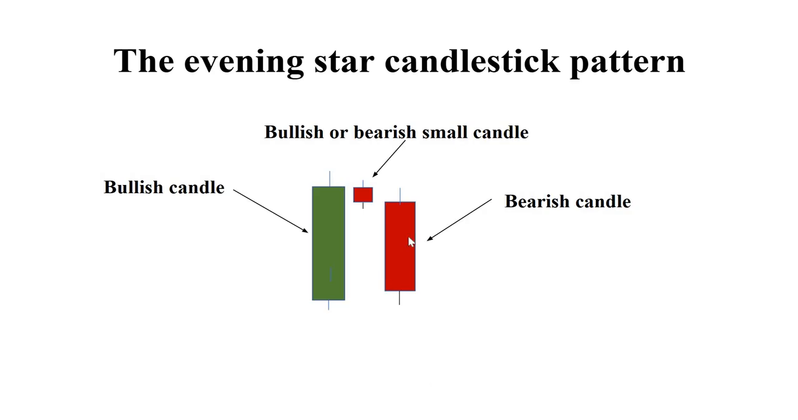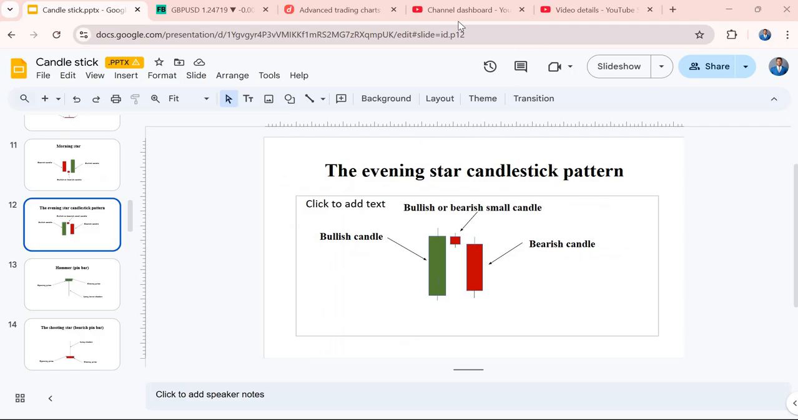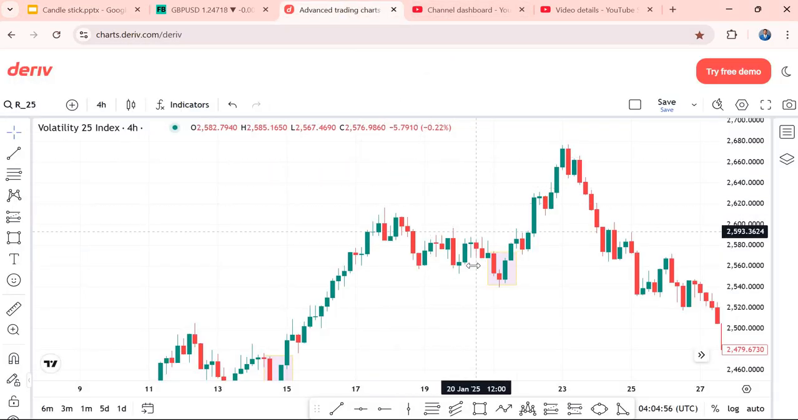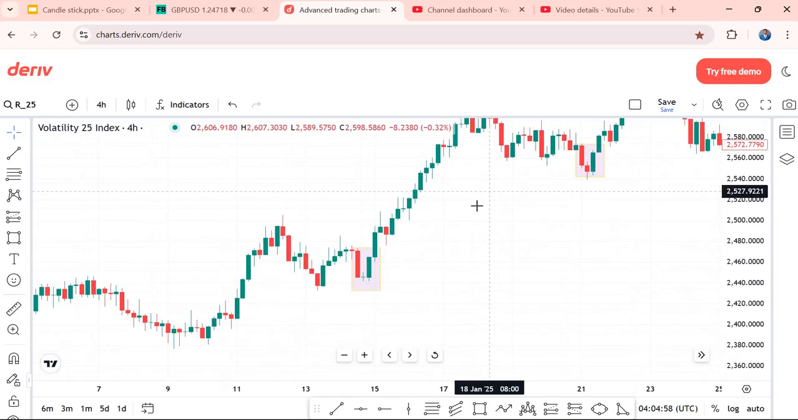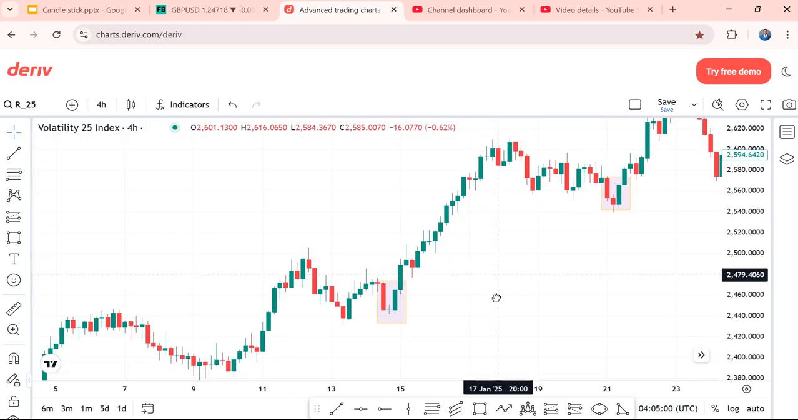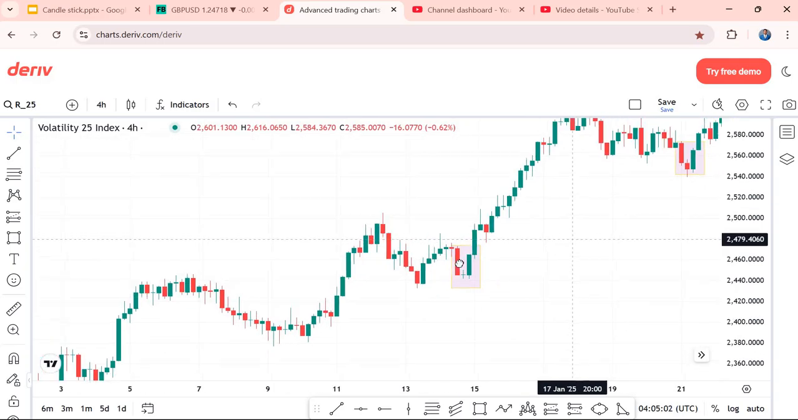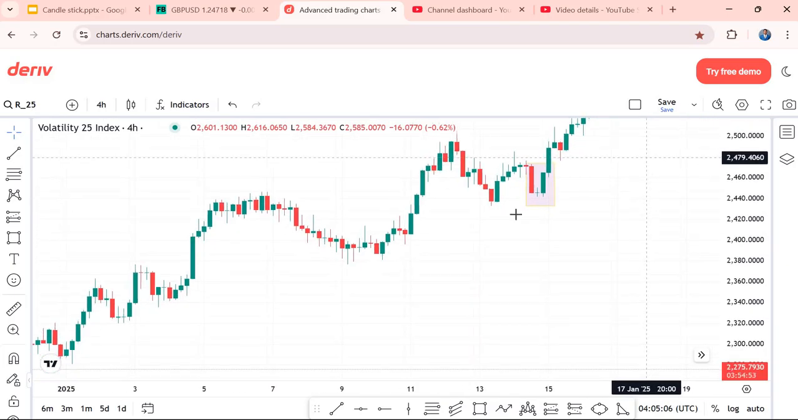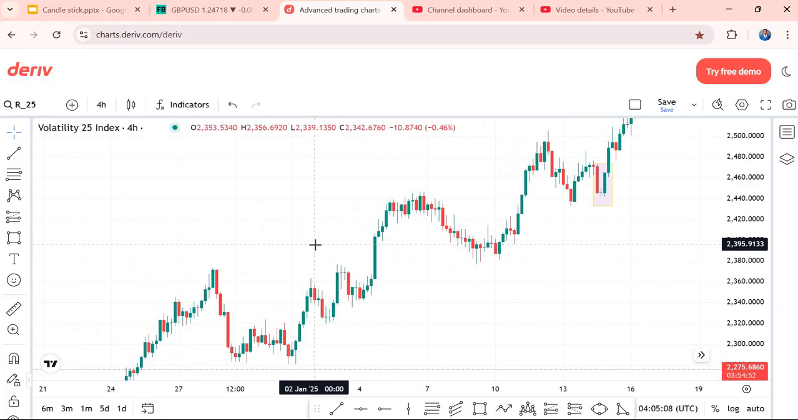All right, so let's go onto the charts and see for ourselves if we can see some examples of this evening star that we are talking about here. Let's see examples of the evening star.